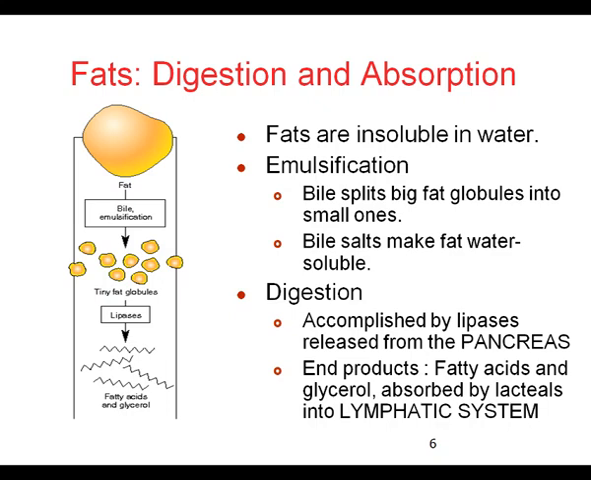Fat is insoluble in water, and therefore it likes to hang out in giant globules. So these globules need to be broken up into smaller globules. And what actually does that form of mechanical digestion is bile. So bile breaks down the fat into smaller fat globules. And then the lipases, which are the actual enzymes that break the bonds in the fat molecule, can actually go to work and break down the molecules themselves. So these are lipases that are released from the pancreas. So what you end up with is fatty acids that are absorbed into the lymphatic system. We're going to talk about the lymphatic system more in class, but fats are absorbed into the lymphatic system.